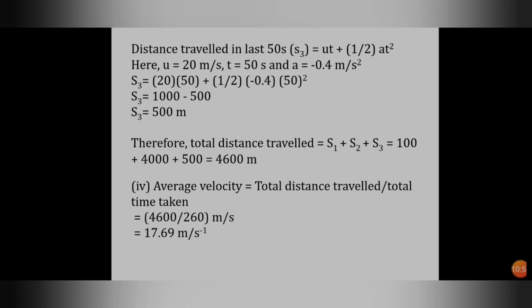And the average velocity that they are asking is equal to total distance traveled upon total time. So total distance 4600 upon total time is 260 seconds, that comes 17.69 meter per second. That's the final answer. Thank you, children.